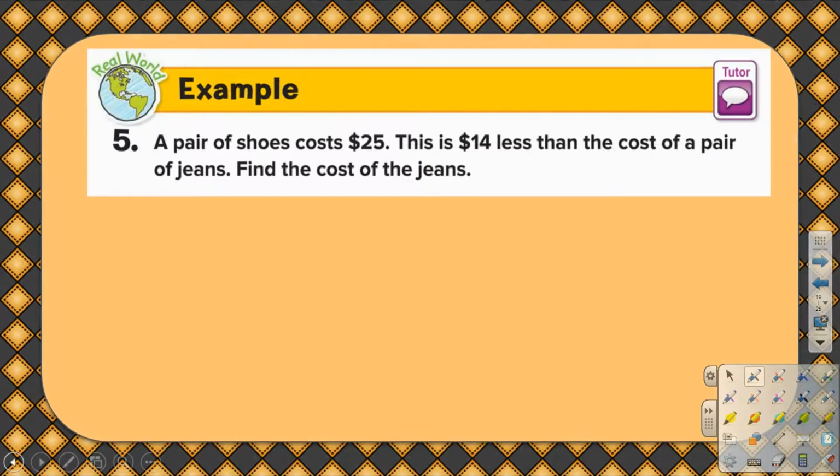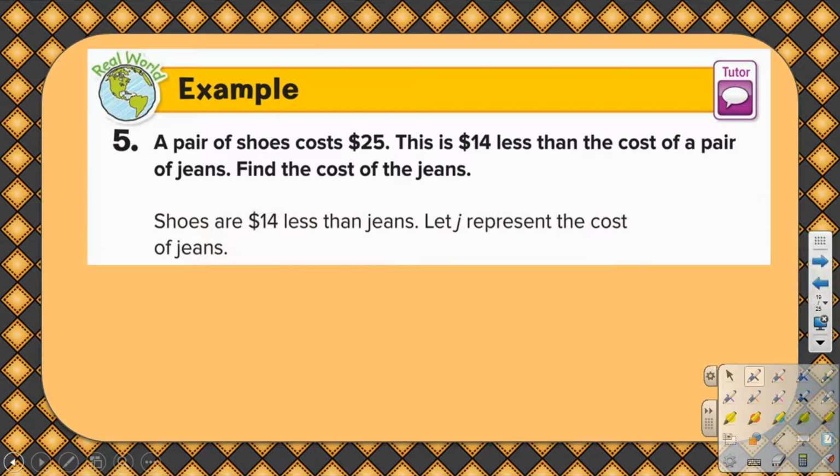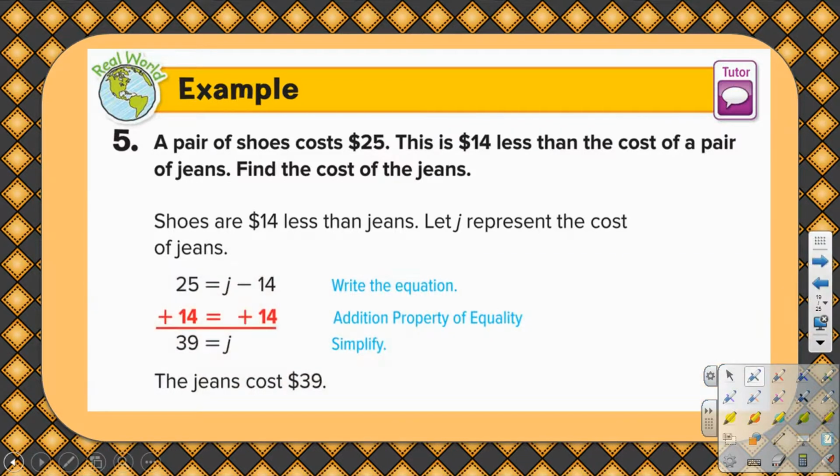Okay, a pair of shoes costs $25. This is $14 less than the cost of a pair of jeans. Find the cost of the jeans. Well, what we know in words, the shoes are $14 less than the jeans, and we're going to let J represent the cost of the jeans. 25 equals J minus 14. We're going to add 14 to both sides, and the jeans cost is $39.